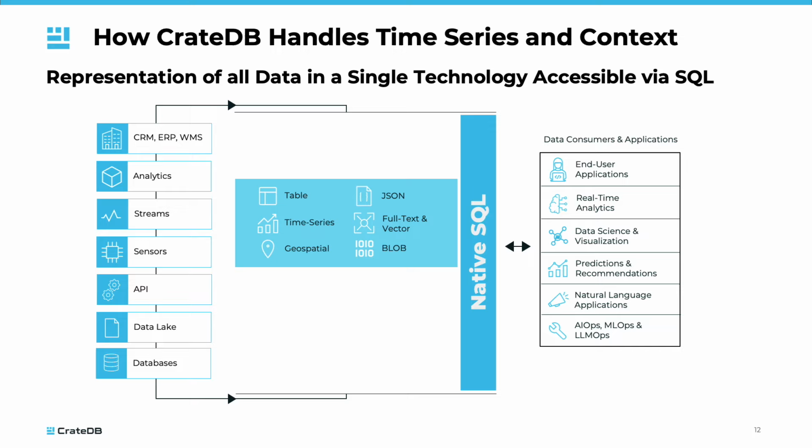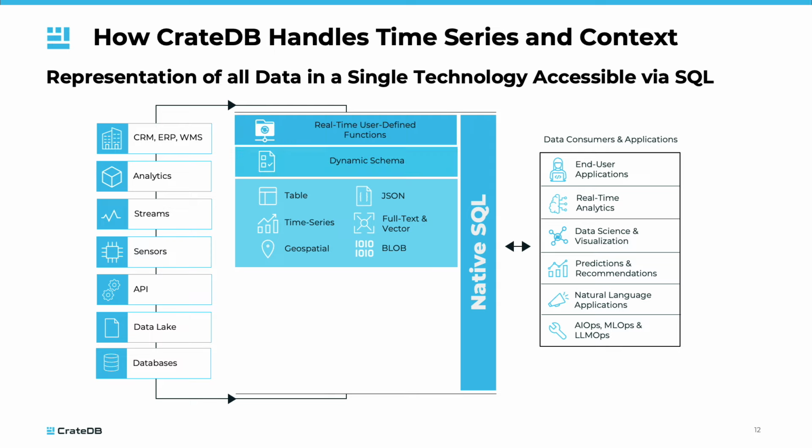Beyond its capability of storing tabular and time series data, CrateDB provides several additional features that enhance its utility. These include support for JSON, full-text search, vector storage, and similarity search, as well as geospatial data handling. It can also store binary data. All of these data types can be combined in a single database record if needed, and be easily accessed via standard SQL, making CrateDB a robust and versatile solution for time series data management.